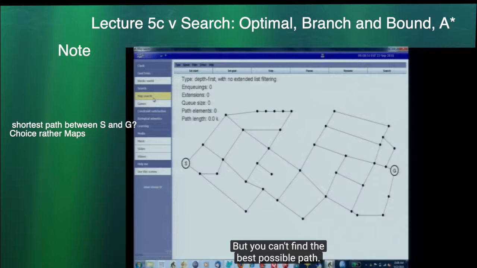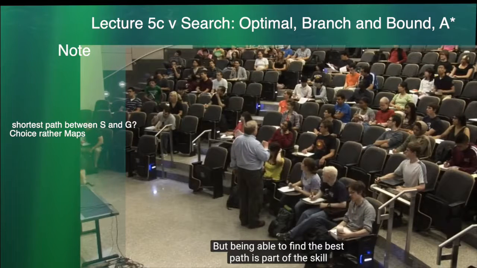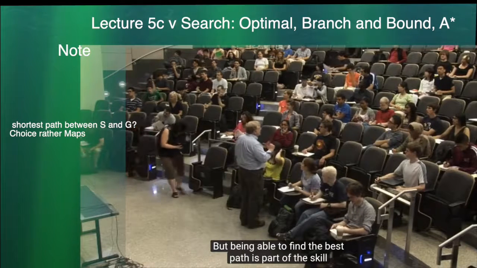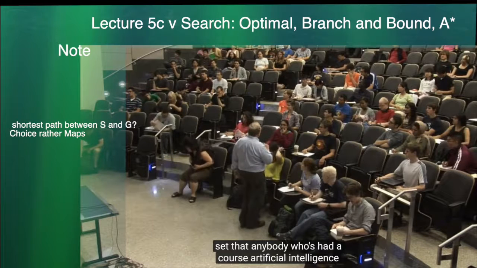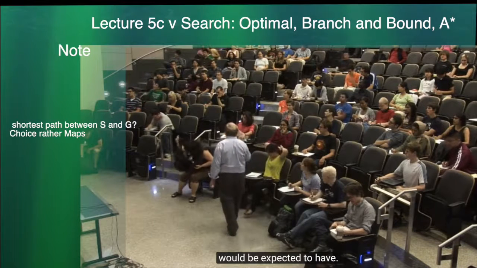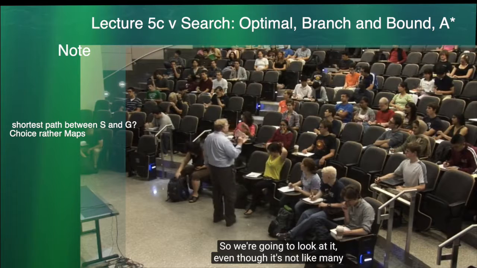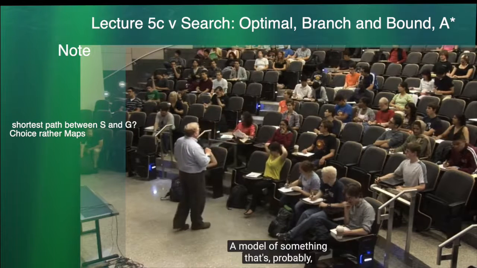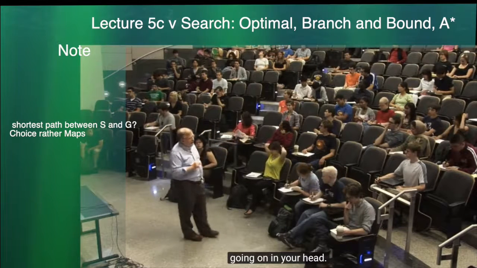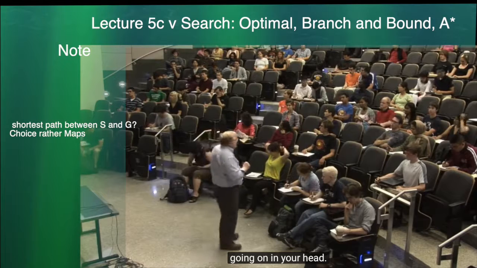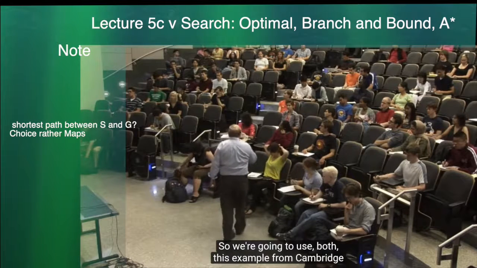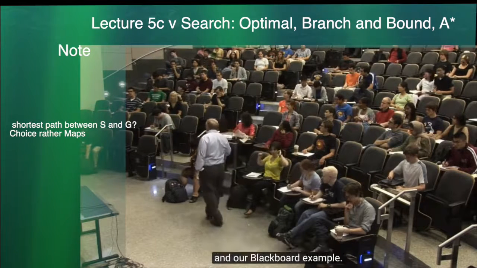Today, what we're doing is probably not modeling any obvious property of what we have inside our heads. But being able to find the best path is part of the skill set that anybody who's had a course in artificial intelligence would be expected to have. So we're going to look at it, even though it's not, like many of the things we do, a model of something that's probably going on in your head. So we're going to use both this example from Cambridge and our Blackboard example.